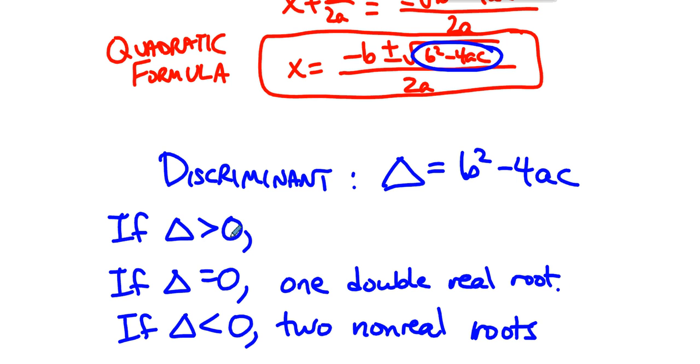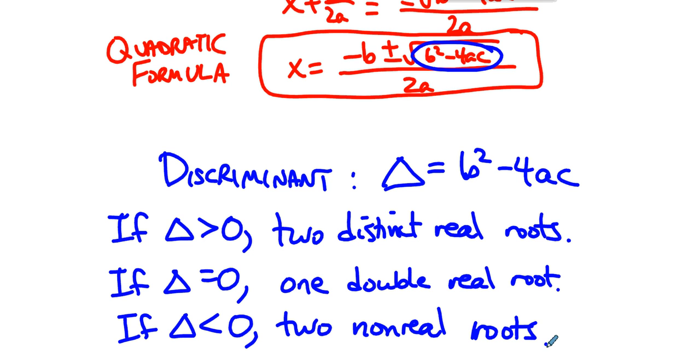And then if the discriminant is positive, then we're adding a number and subtracting a number. We're adding and subtracting a positive number. And so we get 2 distinct real roots. And this is the difference between quadratics that hit the x-axis twice, a quadratic that hits the x-axis once, and a quadratic that doesn't hit the x-axis at all.